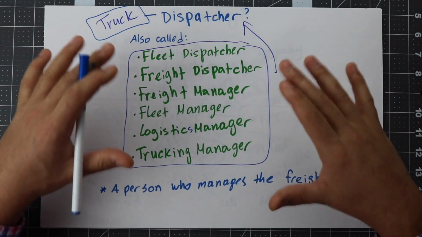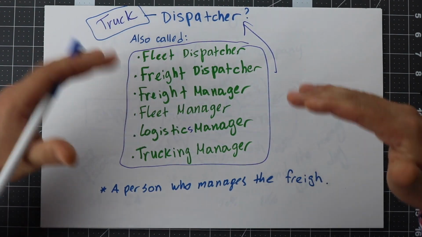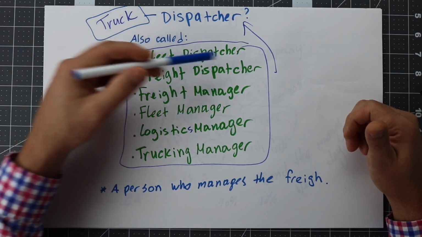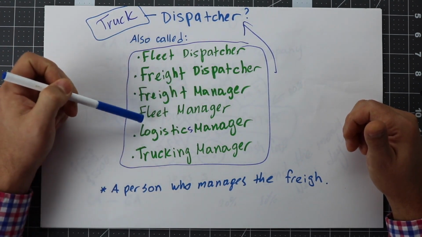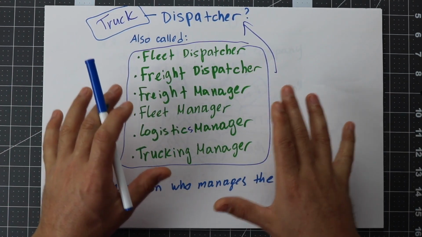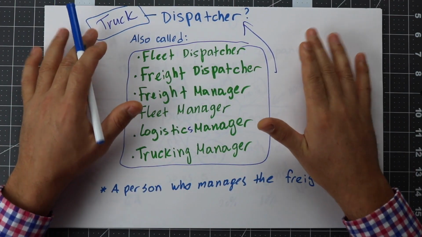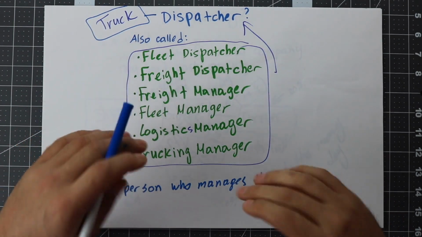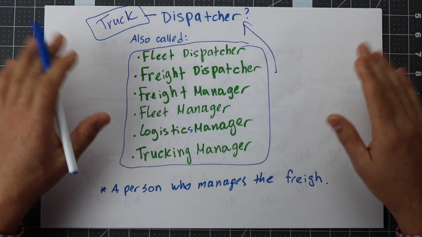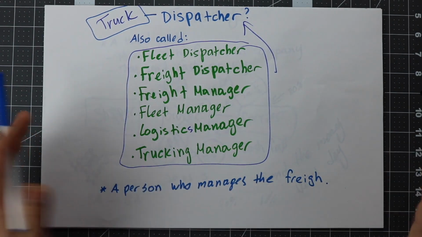well, first I will give you a couple of names that people use in the trucking industry. Dispatcher is also called fleet dispatcher, freight dispatcher, freight manager, fleet manager, logistics manager, or trucking manager. But all these terms mean the same as dispatcher. So simply, all of them are the same as a dispatcher. A truck dispatcher is a person who manages the freight. That's all.